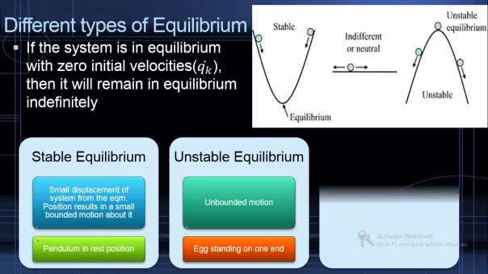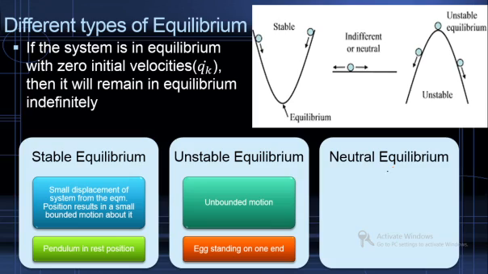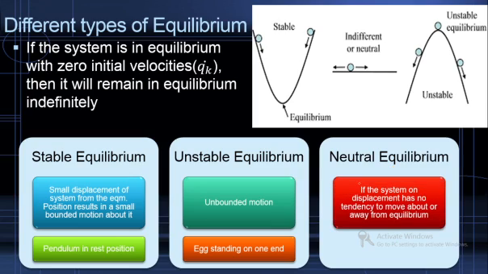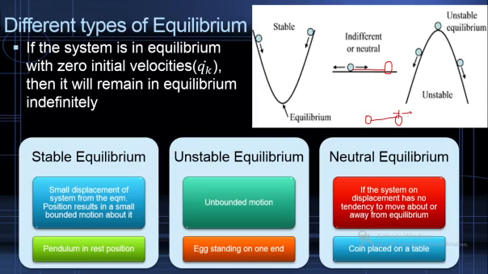And the last kind of equilibrium is neutral equilibrium. So neutral equilibrium just means if the system is displaced by a small amount, it will continue to be in that position alone. It won't move about. Okay, so no other position. It has no tendency to move about or away from the equilibrium. So such kind of equilibrium is called neutral equilibrium. So if you displace a coin from one position to another, that would be the new equilibrium. It won't move to the left or to the right. So such kind of equilibrium is called neutral equilibrium.